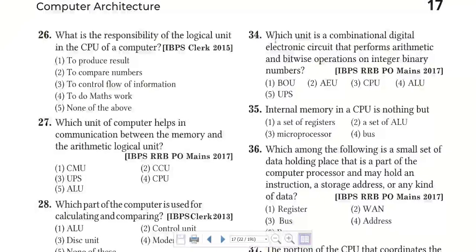The 34th question: which unit is a combinational digital electronic circuit that performs arithmetic and bitwise operations on integer binary numbers? So it is the arithmetic and logic unit.